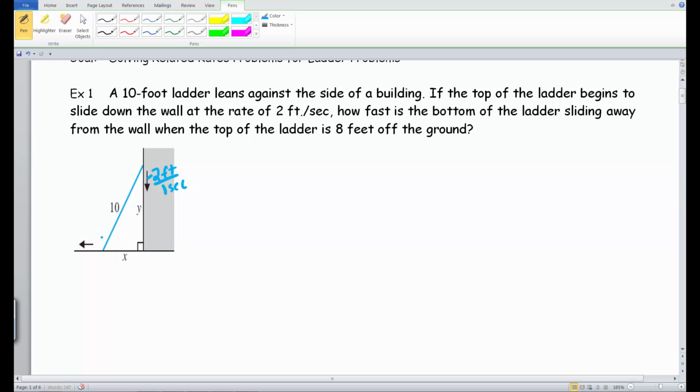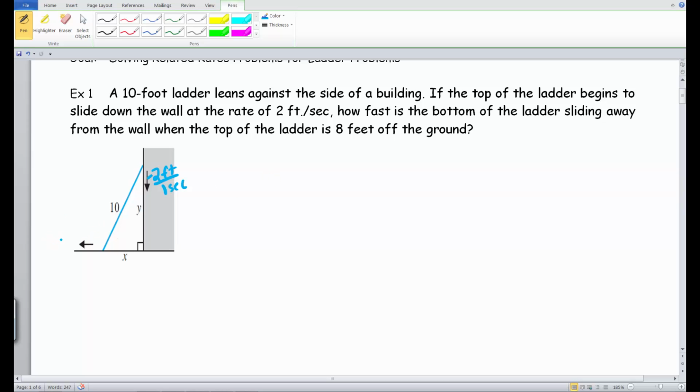So as we can see, this ladder is sliding down 2 feet per second. Then it's also sliding out at some rate as well. That rate we do not know. And because it's sliding outwards, as opposed to towards the wall, that change in x is actually increasing there, because again, x is getting larger, as you can see from the diagram. Y is getting smaller, but x is getting larger.